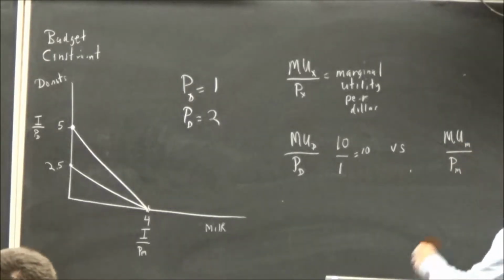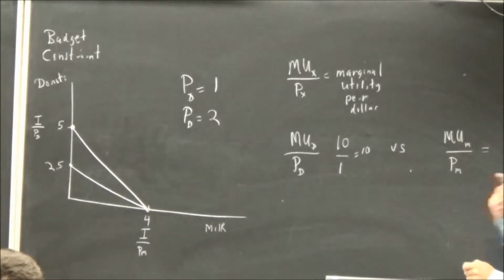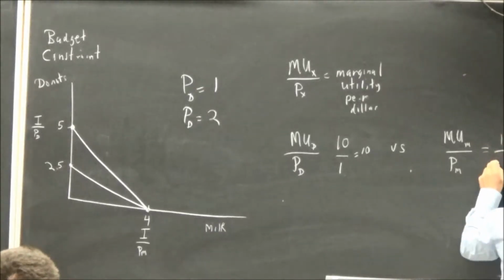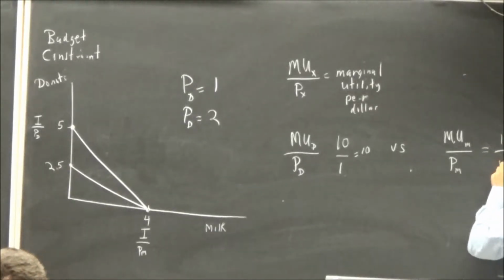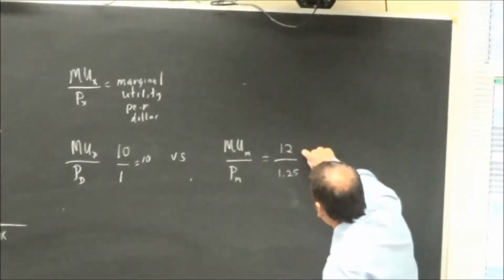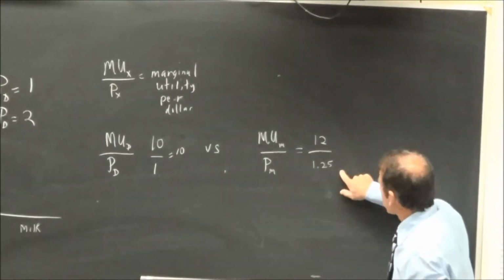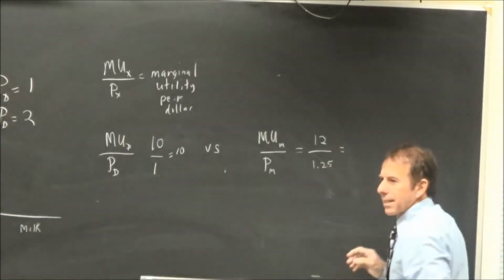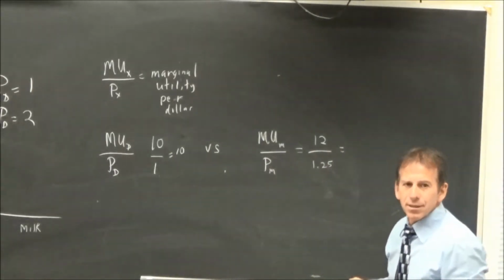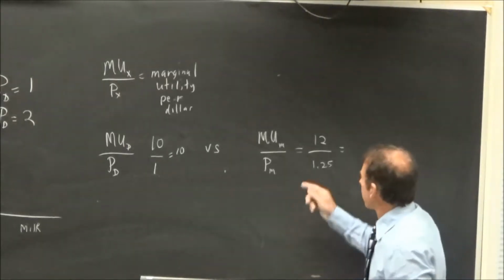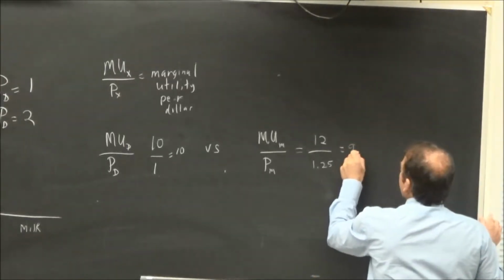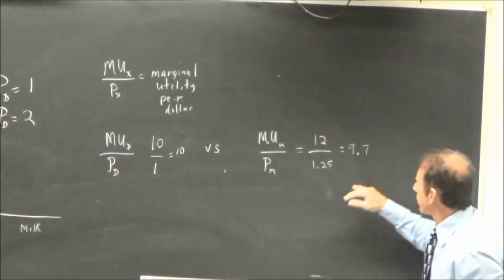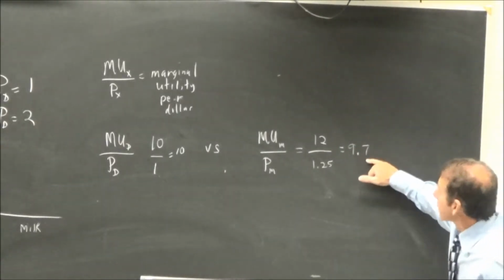Milk is going to bring me how much utility for my first glass of milk? 12. And how much is the milk costing? $1.25. So if you divide 12 by $1.25, how much does that come out to? It's like 9 point something, right? That's right. Let's say 9.7, and if somebody has a calculator, you can yell out and change my answer. But we know it's less than 10.